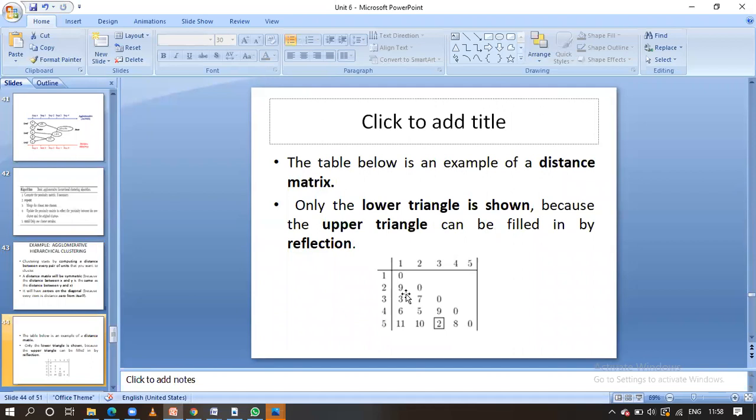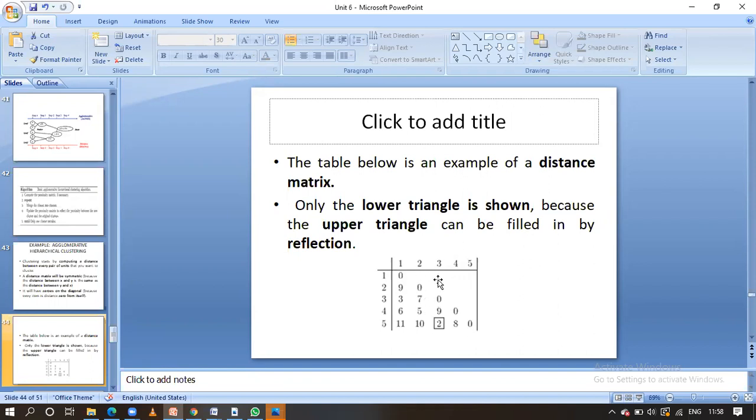This is the distance between 2 and 1, this is between 3 and 1, and this is between 4 and 1 and 5 and 1, guys. Coming to here, this is the distance between 2 and 3, this is between 2 and 4, this is between 2 and 5, and these are the distances from 3 and 4 to the remaining ones. All the diagonal values are 0, because the distance from 1 to 1 is 0, 2 to 2 is 0, 3 to 3 is 0, 4 to 4 is 0, and 5 to 5 is 0. This is the distance matrix, guys.